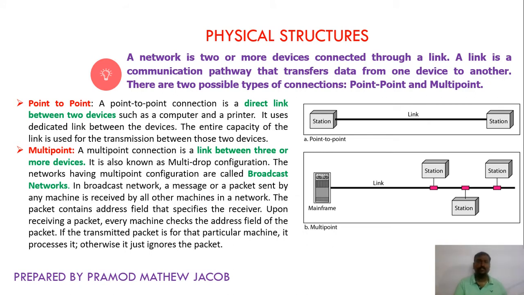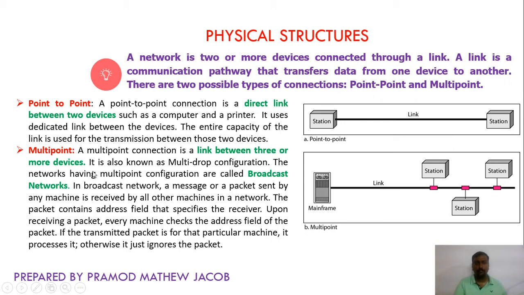A network is two or more devices connected through a link. A link is a communication pathway that transfers data from one device to another. There are two possible types of connections: point-to-point connection and multi-point connection. In a point-to-point connection, a direct link is established between the sender and the receiver. The entire channel capacity is dedicatedly used for transmission between those two devices.